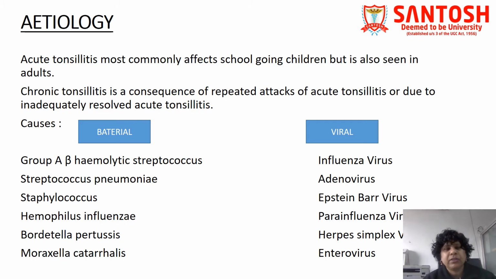Now, what is the etiology? Acute tonsillitis most commonly affects school-going children, but is also seen in adults. Chronic tonsillitis is a consequence of repeated attacks of acute tonsillitis and due to inadequately resolved acute tonsillitis. It can be of bacterial and viral origin. Bacterial agents are group A beta hemolytic streptococcus, Streptococcus pneumoniae, Staphylococcus, Haemophilus influenzae, Bordetella pertussis, Moraxella catarrhalis. And viral are the influenza virus, adenovirus, Epstein-Barr virus, parainfluenza virus, herpes simplex virus, enterovirus.